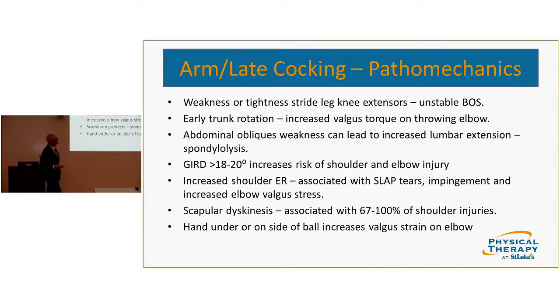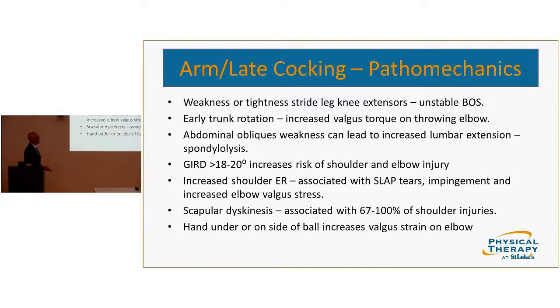GIRD, glenohumeral internal rotation deficit, and what we like to follow more is that total rotational movement greater than 18 to 20 degrees increases the risk of shoulder and elbow surgery. The total rotational movement less than or greater than 5 degrees is what you don't want.